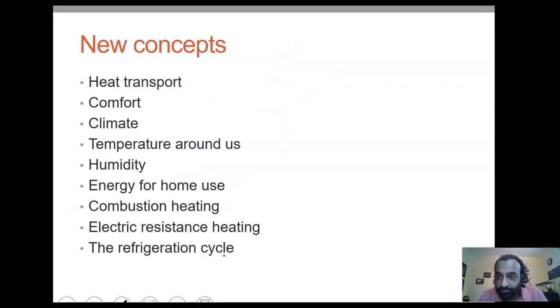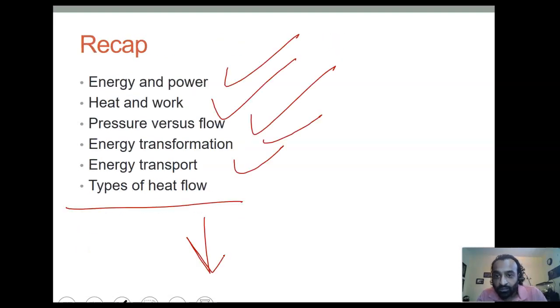Do I have that? Types of heat flow. How does heat flow? I don't know if I put it there. I think it's in the last slide. I think it's there. That's going to be the next slide. Heat flow. How does heat flow from one place to another? We'll explain that a little bit more.